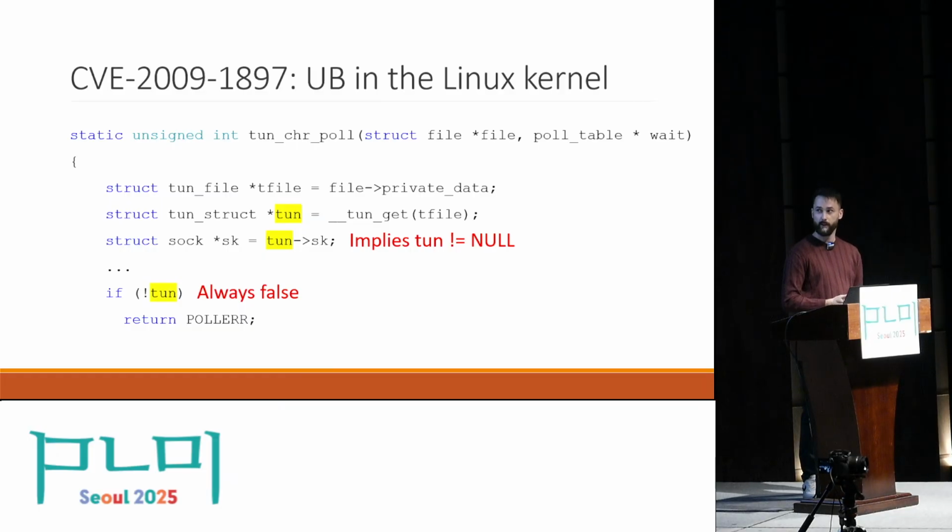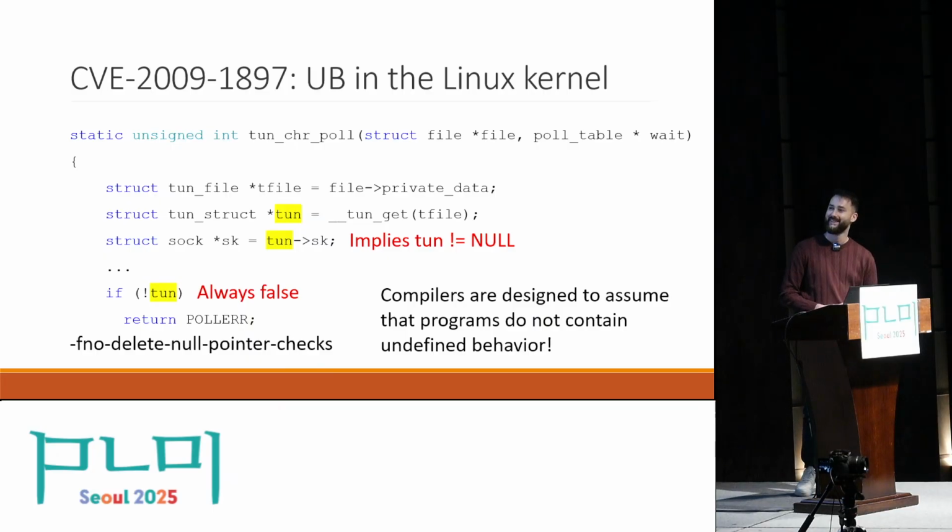Fortunately, it was quickly fixed, and the -fno-delete-null-pointer-checks flag was added in both GCC and Clang to fix this problem. However, the key point is that this is not an isolated case. Compilers are designed to assume that our programs do not contain undefined behavior.